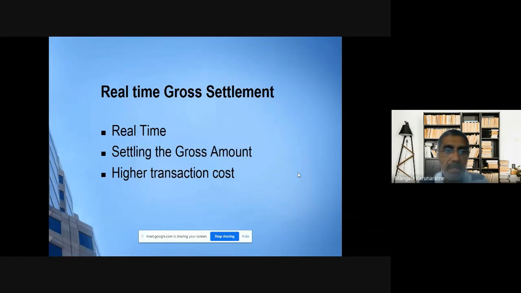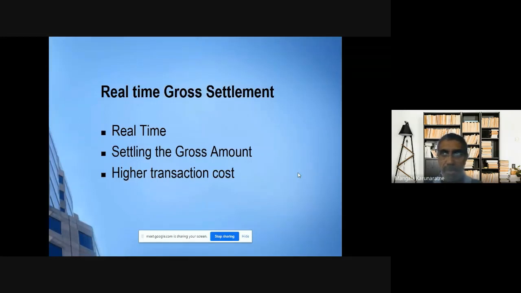We call it real-time gross settlement. Real-time gross settlement, so that is how it is called, RTGS. Actually, this is a generic name. We don't have a specific name for this system in Sri Lanka, so we call it RTGS, right? So now in this system, the transactions are settled real time. Now this system we use for what purpose?